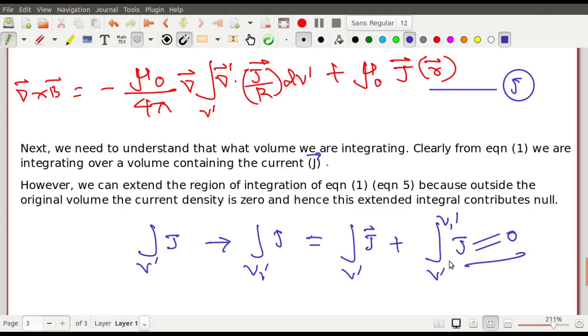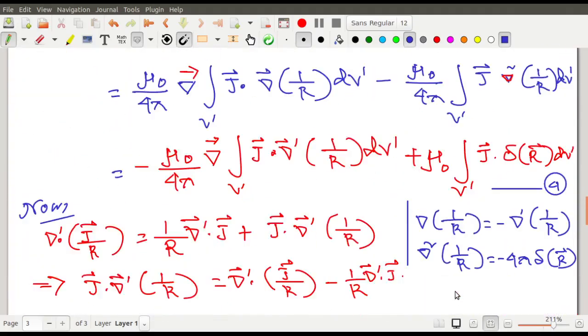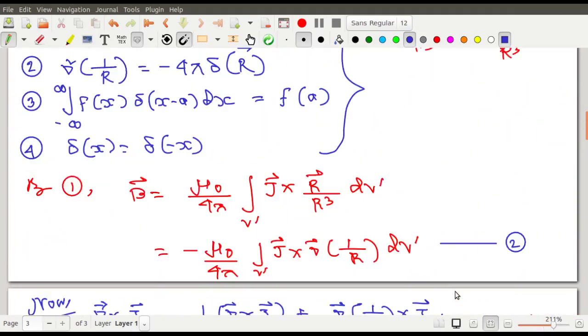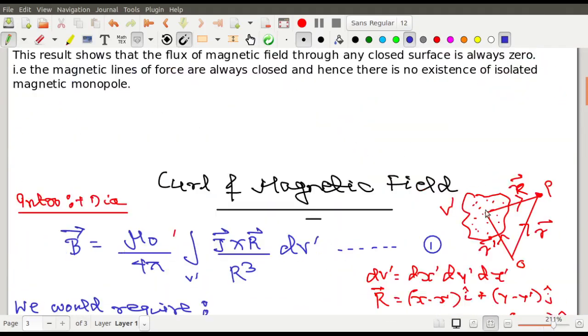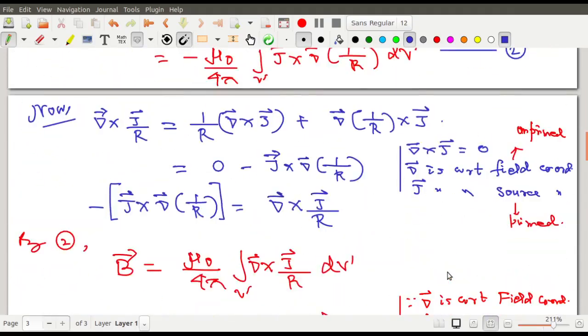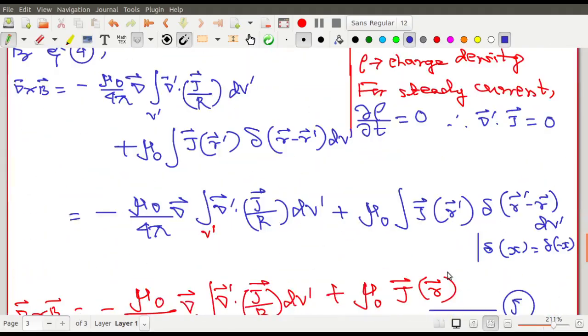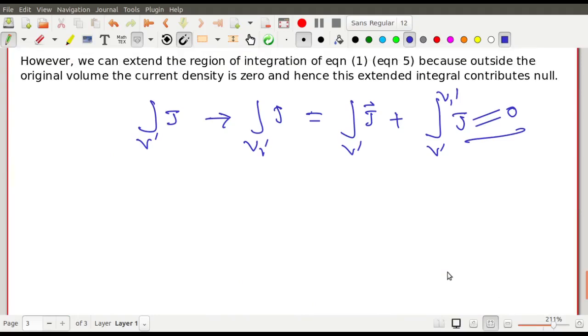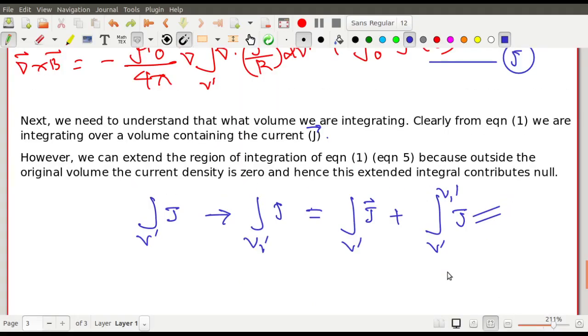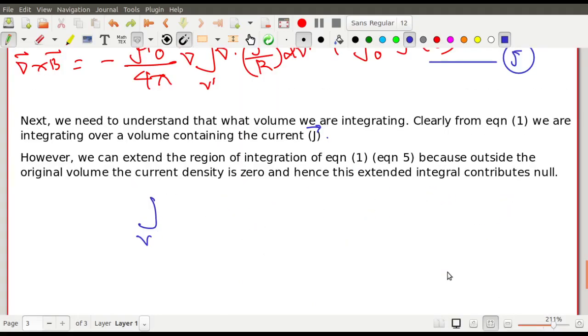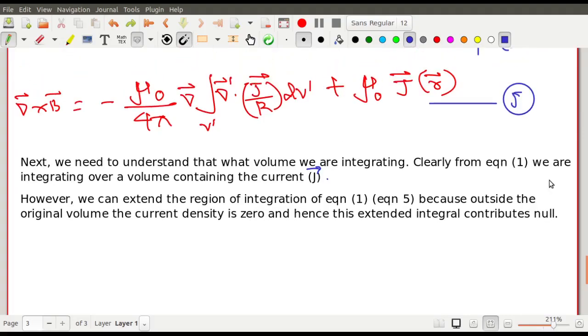But whatever I mean to say is that within this region your j vector is 0, এইটুকু জায়গাতে j ভেক্টরটা 0, because j টা কোনটুকুতে আছে? Where is j? j টা তো v dash পর্যন্তই আছে, তার বাইরে তো j নেই, j is only up to v dash, outside that there is no current. So even if you extend it, it is not going to hamper your studies, তো সেটা কোনো হ্যাম্পার করবে না। এবার তুমি বলবে স্যার কেন এসব বলছেন, why you are doing all those? Okay, I will answer this. So because outside the original volume the current density is 0 and hence this extended integral contributes null, ঠিক আছে?